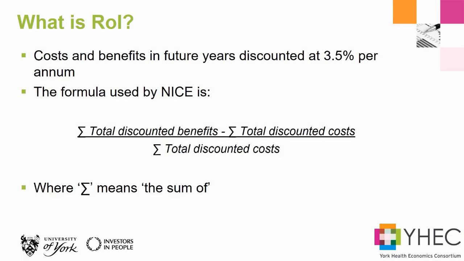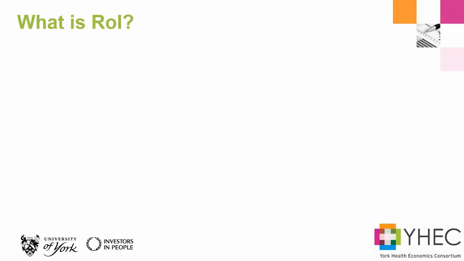The formula that NICE uses for return on investment is simple. The total or sum of discounted costs are subtracted from the total discounted benefits, and that product is divided by the total discounted costs. This is not a universally agreed formula though. Other organisations, such as Public Health England, use a formula which simply divides the total discounted benefits by the total discounted costs. To demonstrate this, we can consider this example.